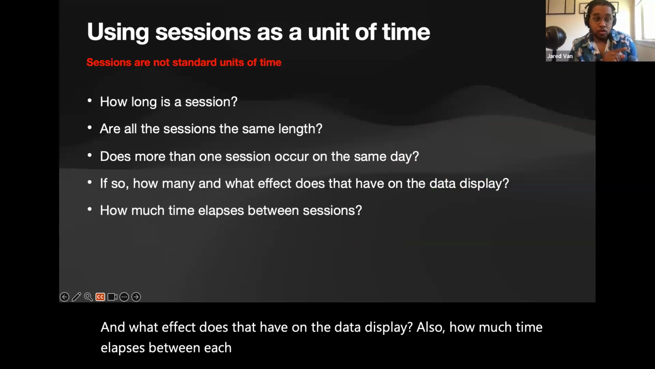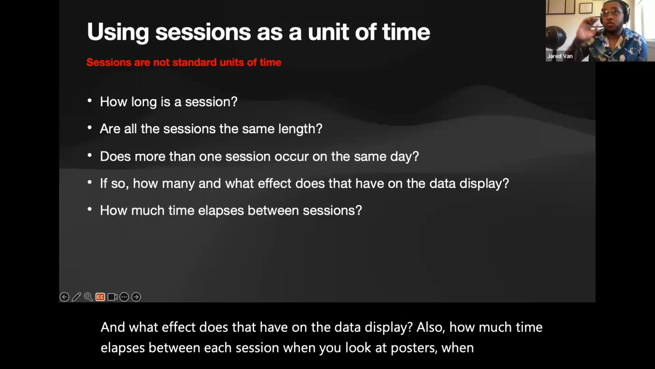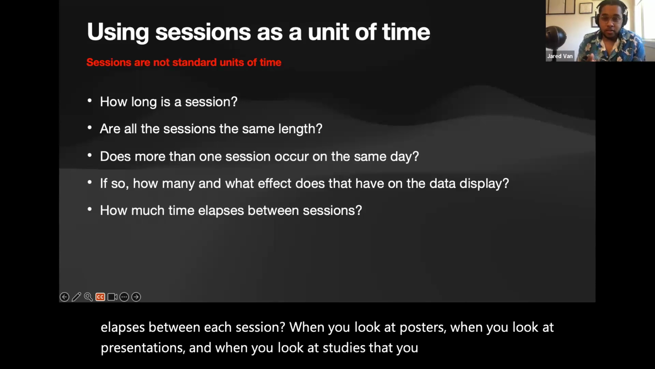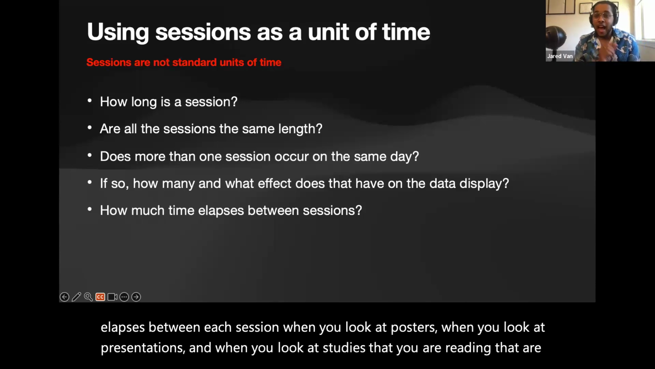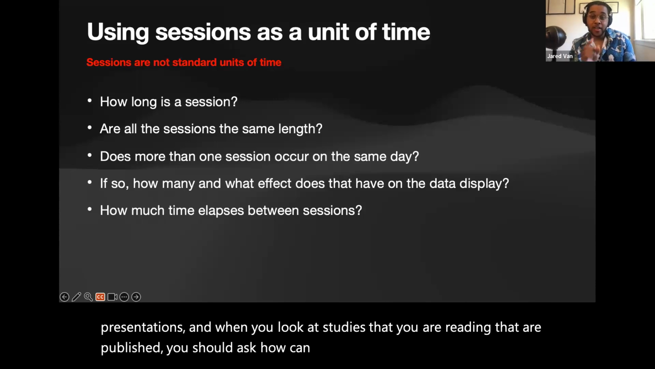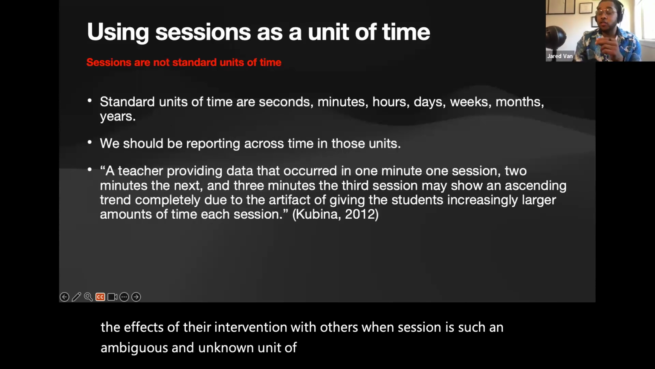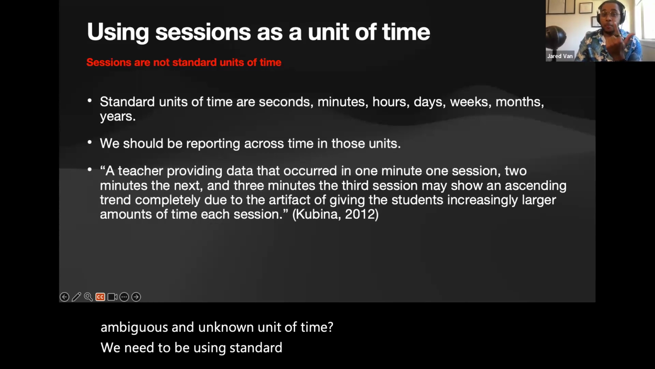When you look at posters, when you look at presentations, and when you look at studies that you are reading that are published, you should ask, how can they accurately and reliably compare the effects of their intervention with others when session is such an ambiguous and unknown unit of time? We need to be using standard units. Standard units of time are seconds, minutes, hours, days, weeks, months, and years.